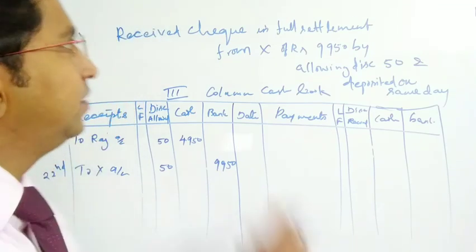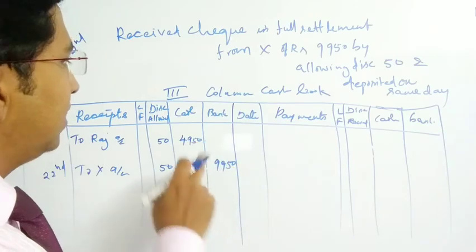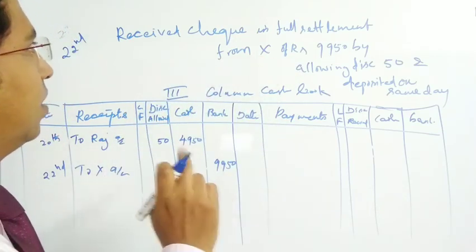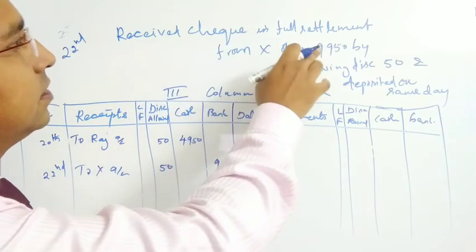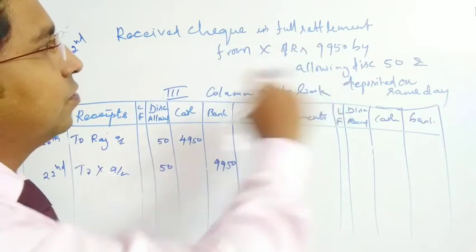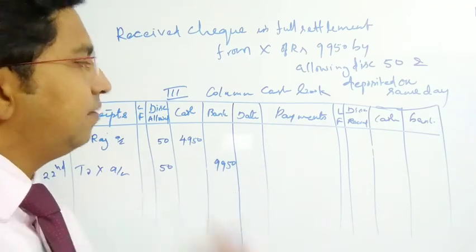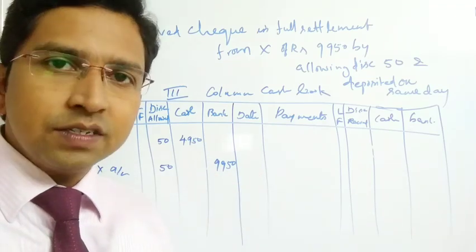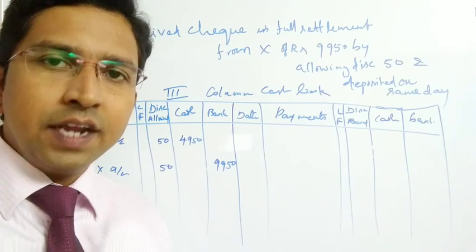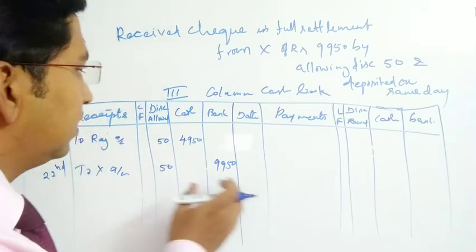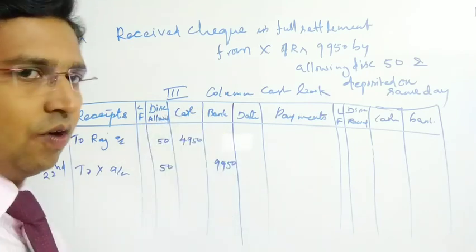If the amount is received by cash, we add it to the cash column, and we add the discount in discount allowed. If the amount is received from a person by cheque and it is deposited on the same day, then simply we can add it to the bank. Suppose the deposited date is not mentioned, then we should not add it to the bank. Rather, we add it to the cash column.